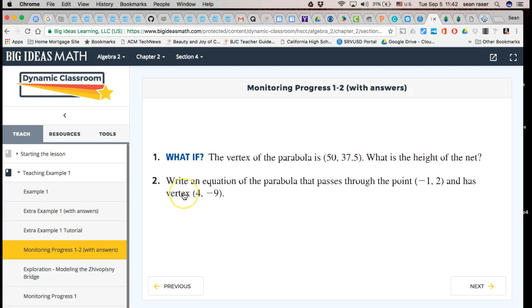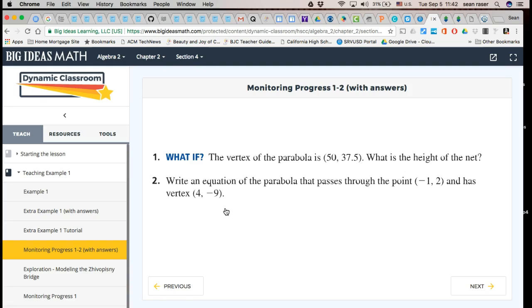For the second problem, I want you to write the equation of the parabola that passes through the point -1, 2 and has a vertex of 4, -9. On this one, I just need the equation. Again, if you have any questions, you can just rewind and rewatch the example. We cover both of these. We go over how to do that in the video.